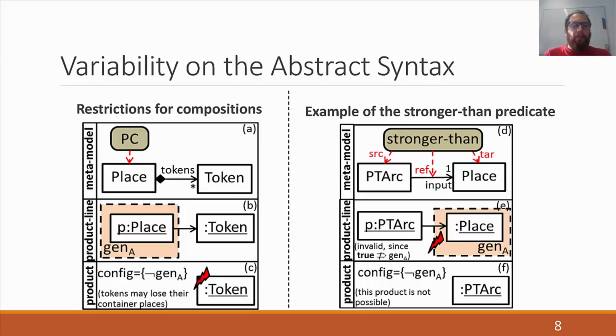The second rule that may be specified is the predicate stronger than, to require the presence condition of any instance of class A to be stronger than the presence condition of any instance of class B, reachable via a reference, where the reference can go from A to B. In this case, we configure PTArg to have a stronger presence condition than place. This disallows a variability specification like this one, that leads to a product where the minimum cardinality constraint input would be violated. So knowing these rules, let's see how we can define this specification on the PetriNet metamodel.